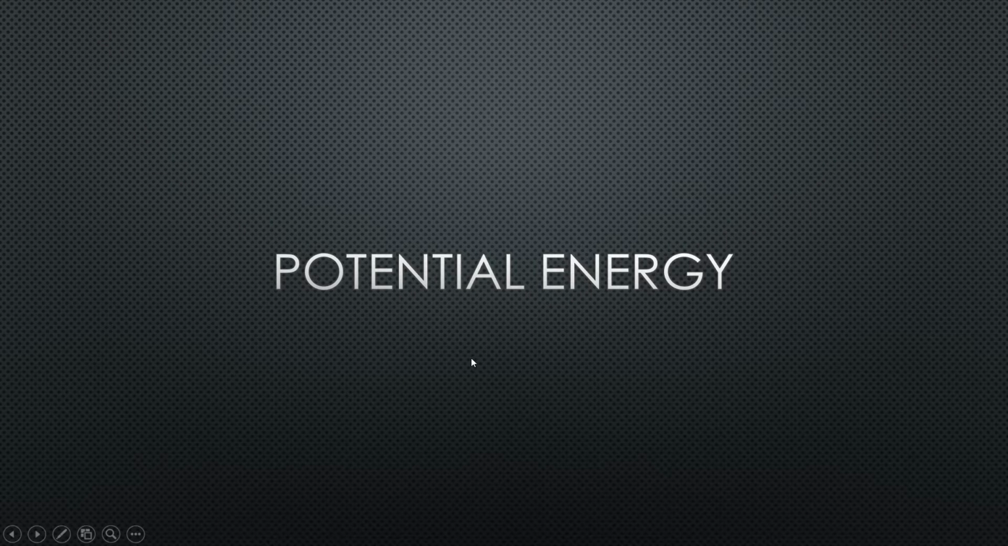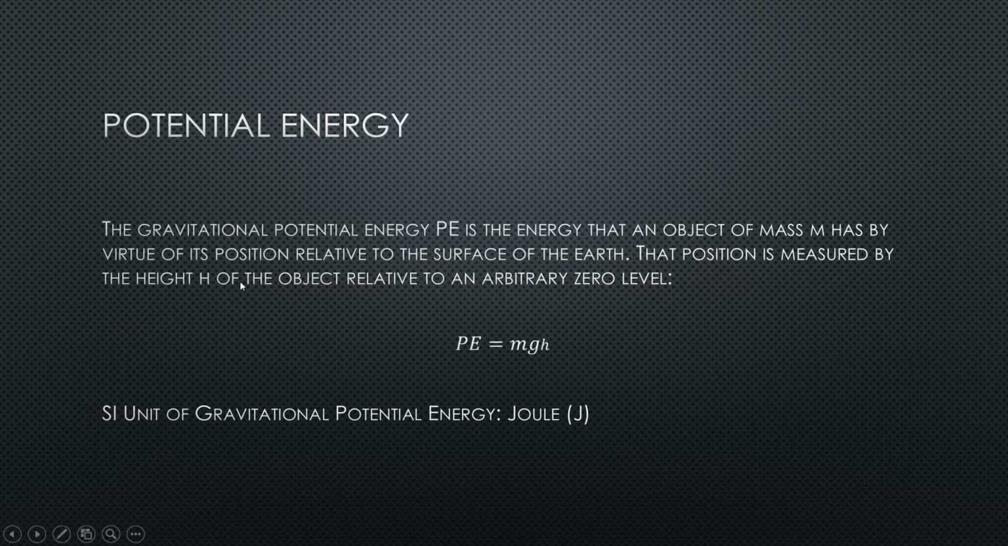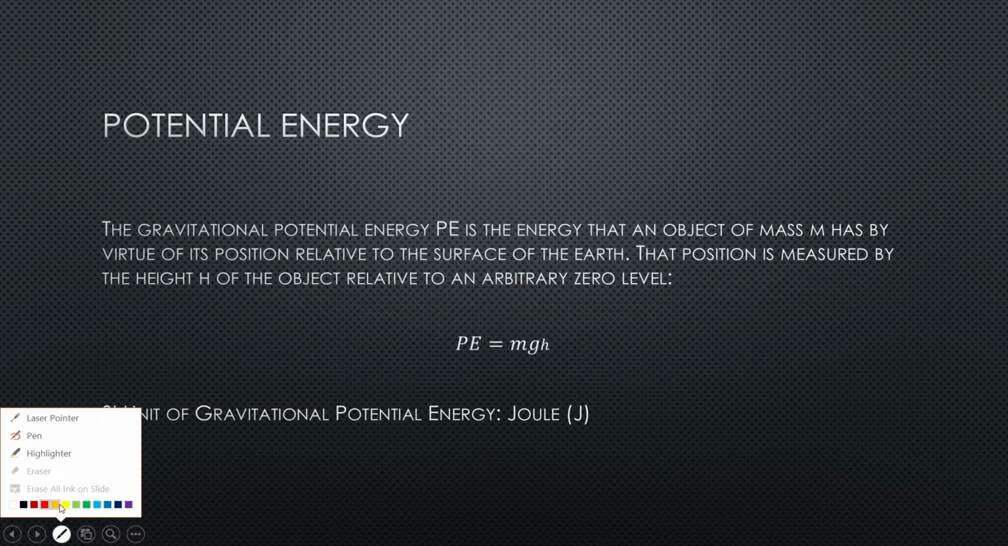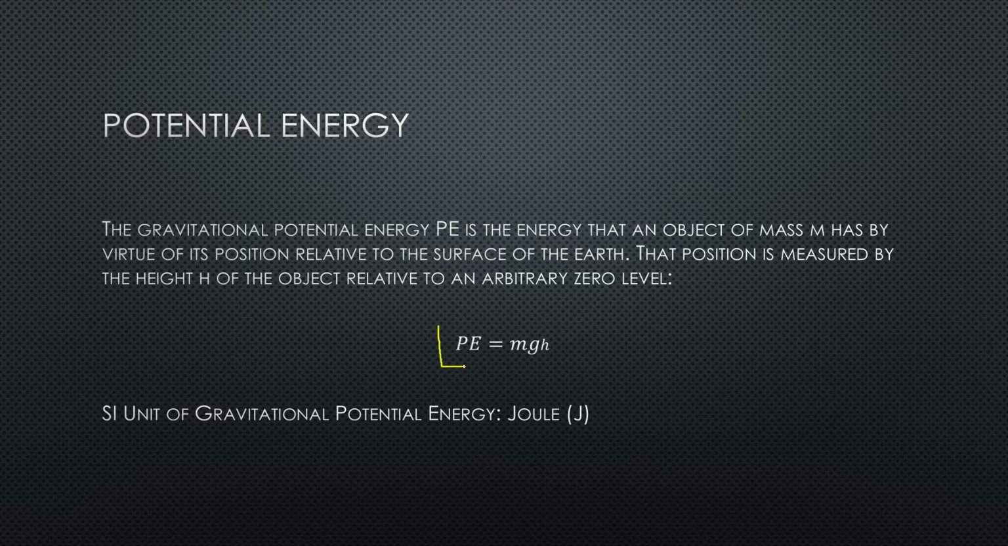Continuing on our discussion, our lecture for today is potential energy. So the gravitational potential energy, which is denoted as PE, potential energy, is the energy that an object of mass m has by virtue of its position relative to the surface of the Earth. That position is measured by the height h of the object relative to an arbitrary zero level. So the formula for potential energy is mass multiplied by acceleration due to gravity and its height.